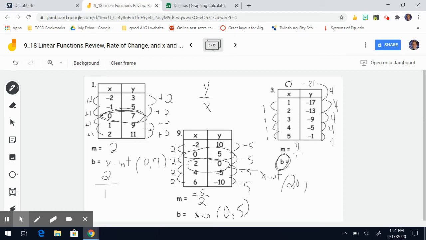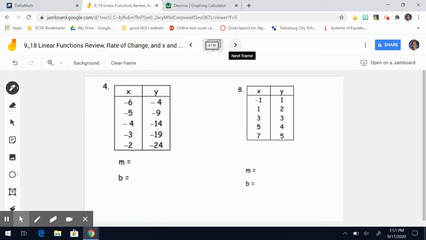So our y-intercept is going to be (0, -21). So that's pretty far down the y-axis, all right? Because remember, we're touching the y-axis with the y-intercept. We're not going left to right.